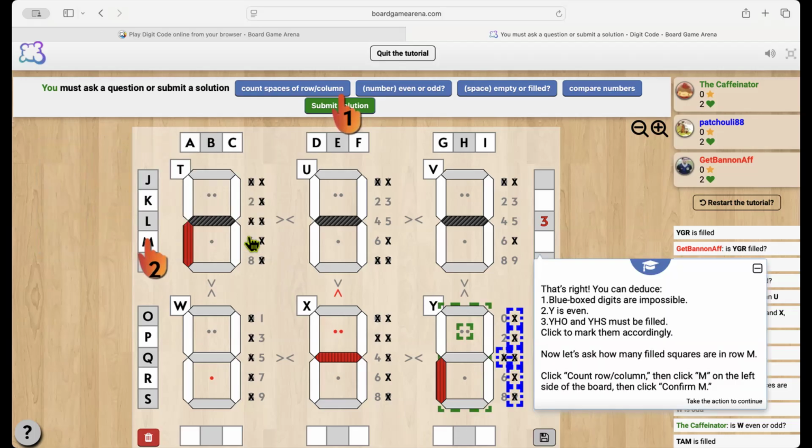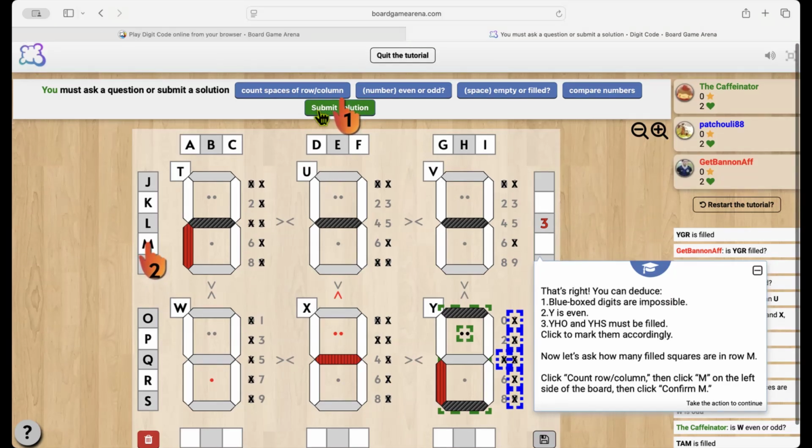So continue, is that right? That's right. You can deduce blue box digits are impossible. Y is even, so we'll click on that. So Y has to be 0, 2, 6, or 8. So 6, let's see, this one will be filled and this one will be filled because these numbers would make either of these spaces filled.